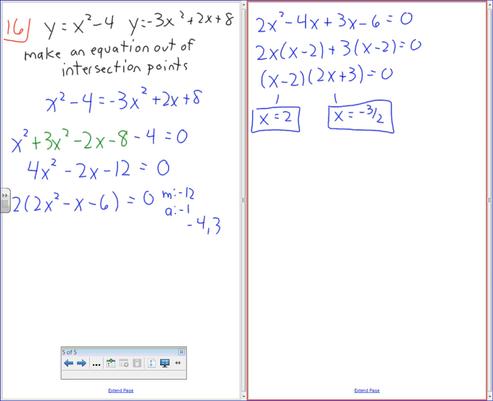So I'm only half done. How do I get my y values now? You have to sub the x values into one of the equations. Right. I'm going to choose to sub it into the first one.